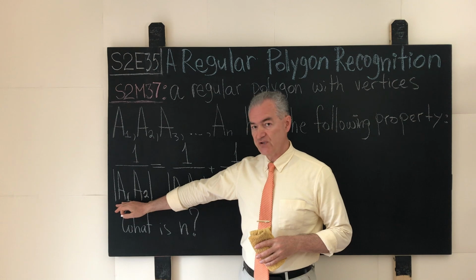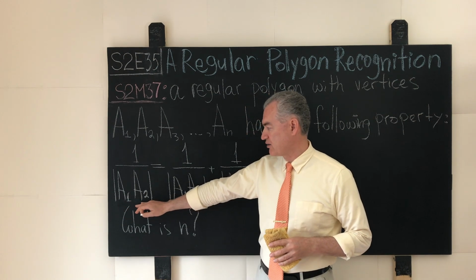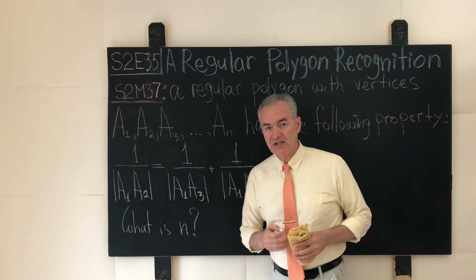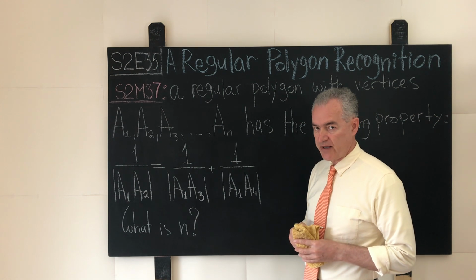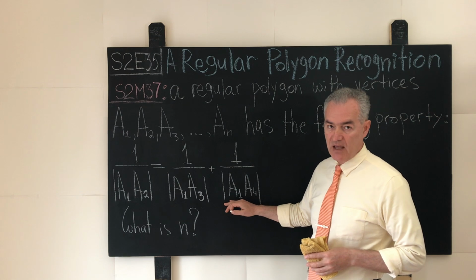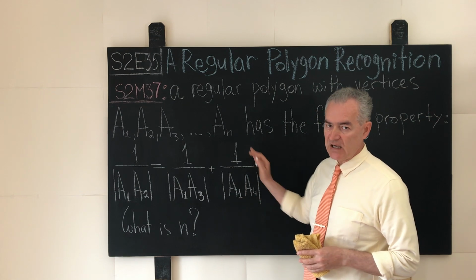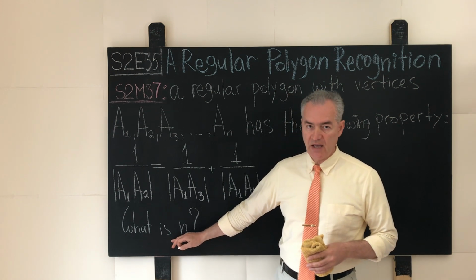The reciprocal of the distance between the mystery polygon's vertices a1 and a2 is representable as the sum of the reciprocal distances between the vertices of the mystery regular polygon a1 and a3 and a1 and a4. Under the constraint specified, we're asked to recover the value of n.